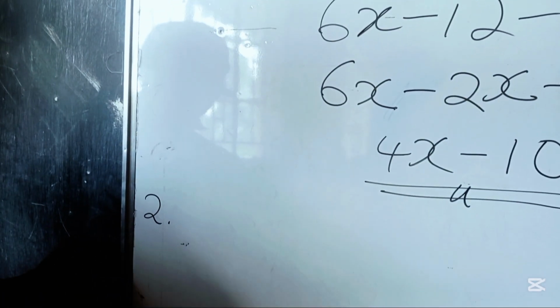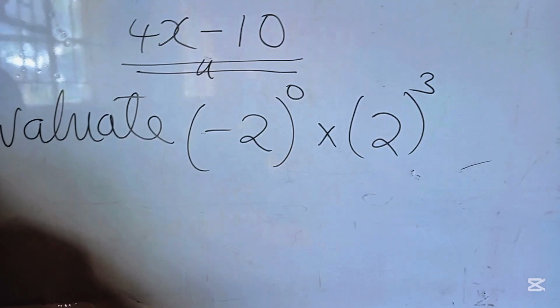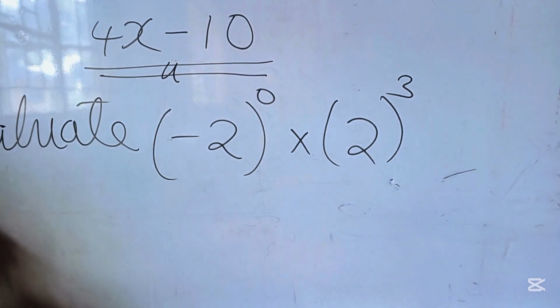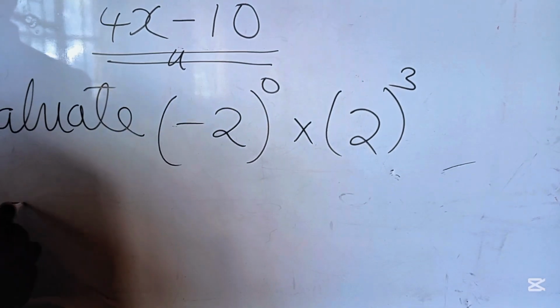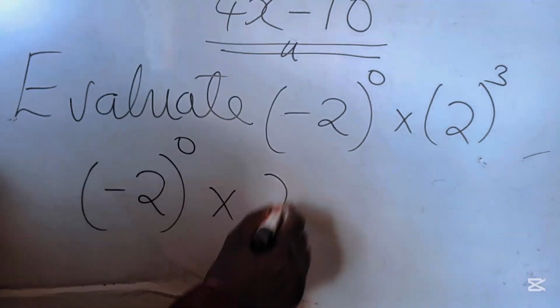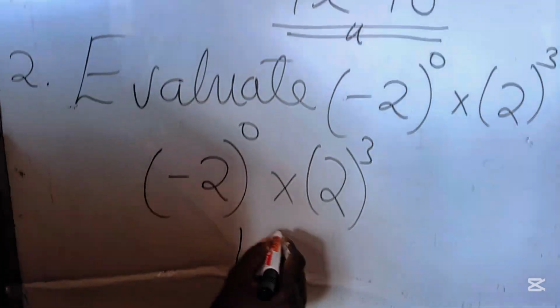Let's look at question number 2. The second question was to do with the indices. The first law of indices states that any number raised to 0 is 1. So, solution to this problem, we are saying any number to the power 0. So here I've got a 1.